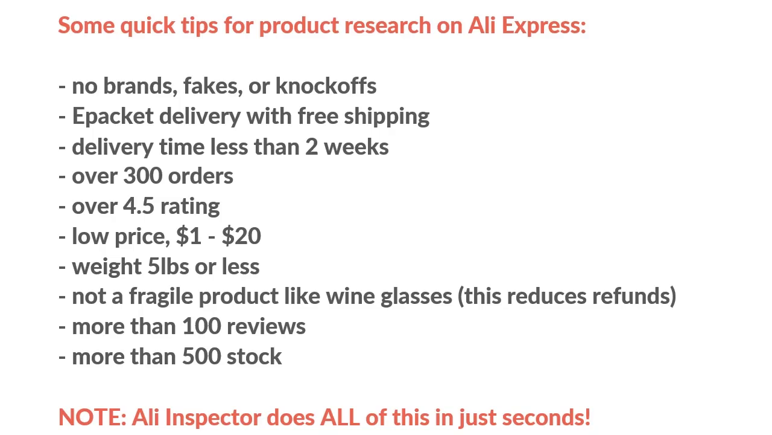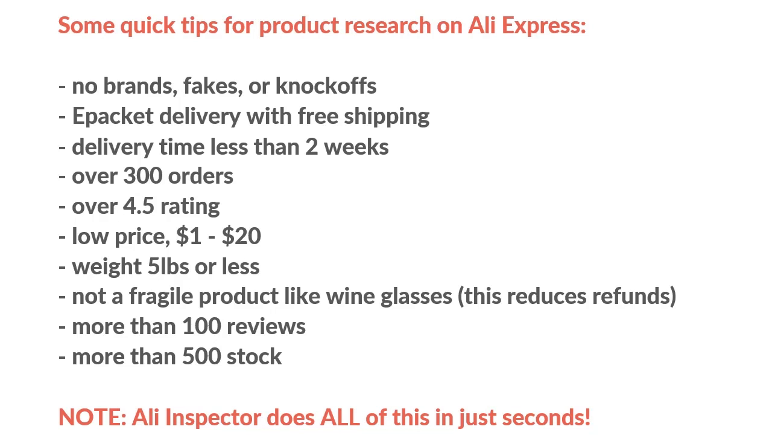Now, when selecting products for your e-commerce store, here's some awesome tips that you can follow. You want to be looking for products that have no brands and they're not fakes or knockoffs. For example, do not look for products that have, like, say, Nike on it. You also want to look for products that have ePacket delivery with free shipping. ePacket is an Asian-based shipping provider. And you also want to look for products that delivery time is less than 2 weeks. How long does it take to get the actual product delivered?